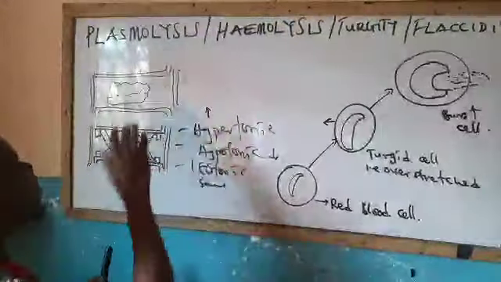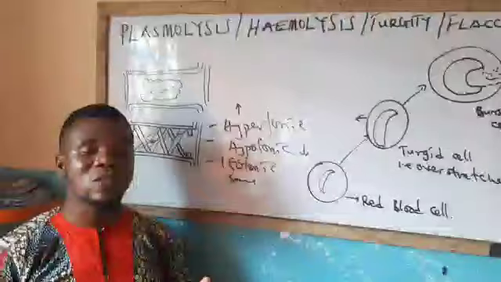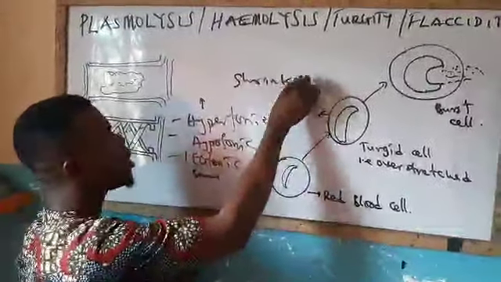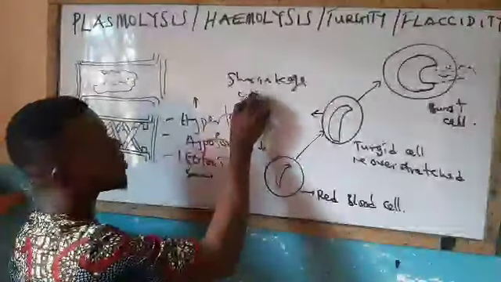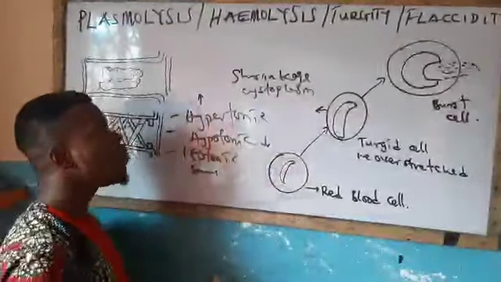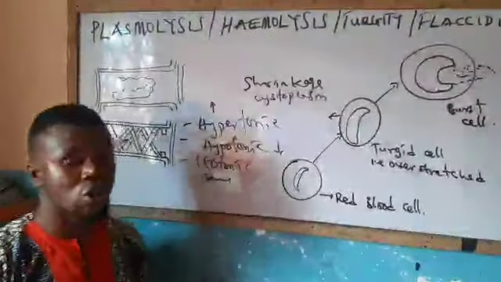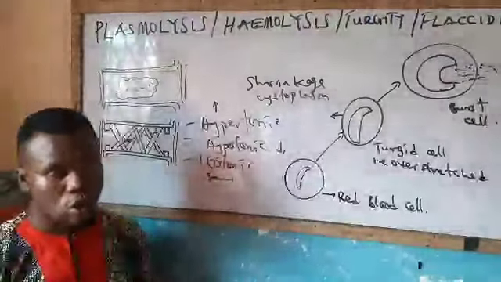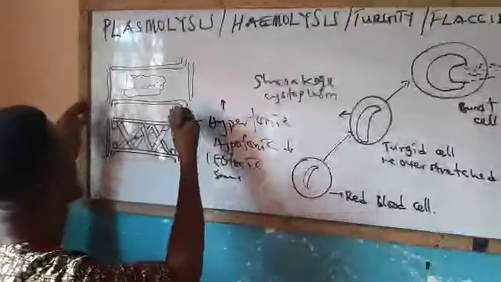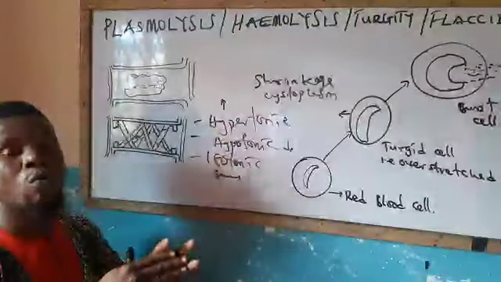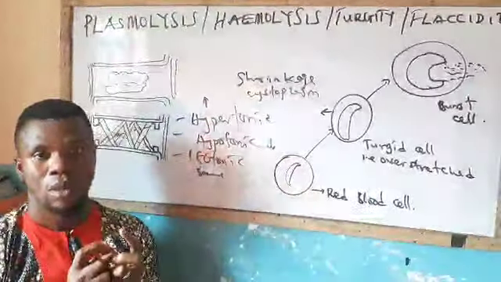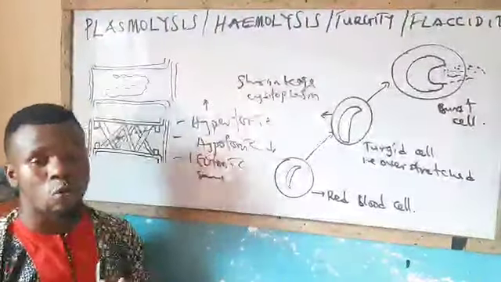Now plasmolysis, what is it known to be? Plasmolysis is the shrinkage away of the cytoplasm of a cell when placed in a solution with higher concentration, which is a hypertonic solution. That word shrinkage away means that when a cell is placed inside a solution of higher concentration, the cytoplasm of the cell will shrink. What leads to the shrinking? Loss of water.